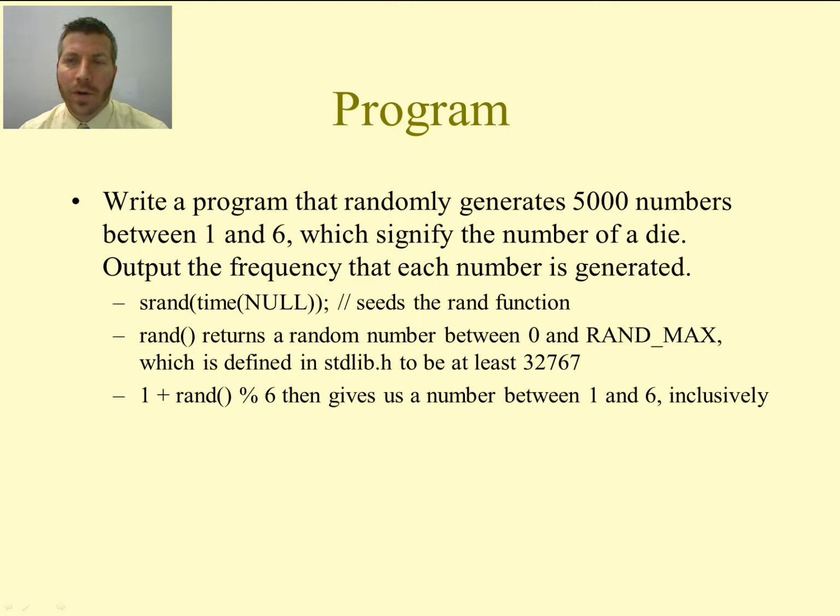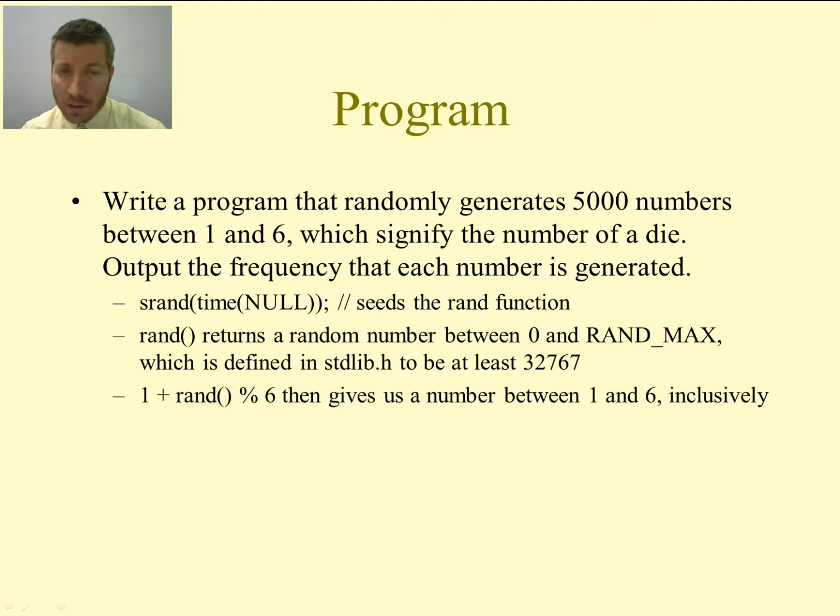Today we are going to write a program using arrays, also using the random function generator. So here we have the program. We're going to write a program that randomly generates 5,000 numbers between 1 and 6. This is going to signify the number of a die. We're going to output the frequency that each number is generated.